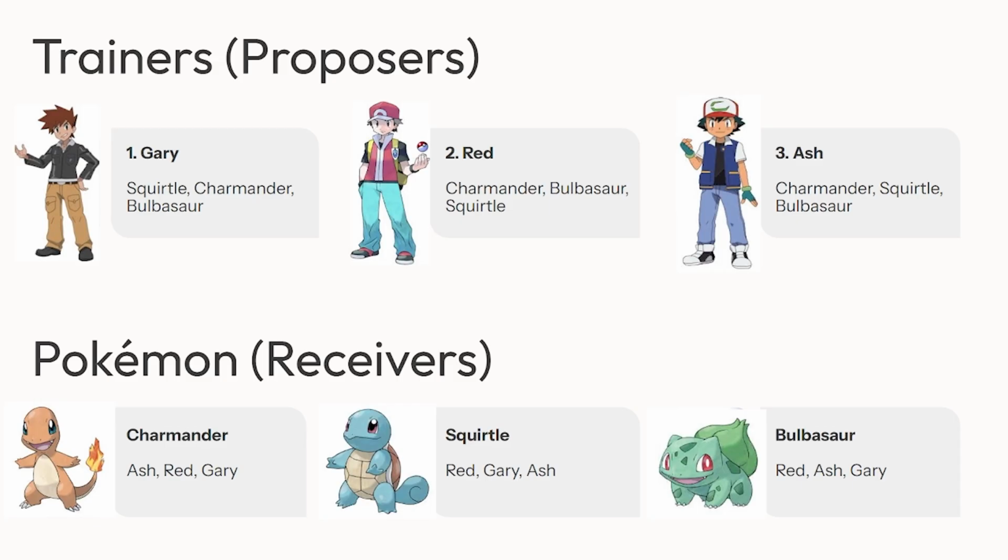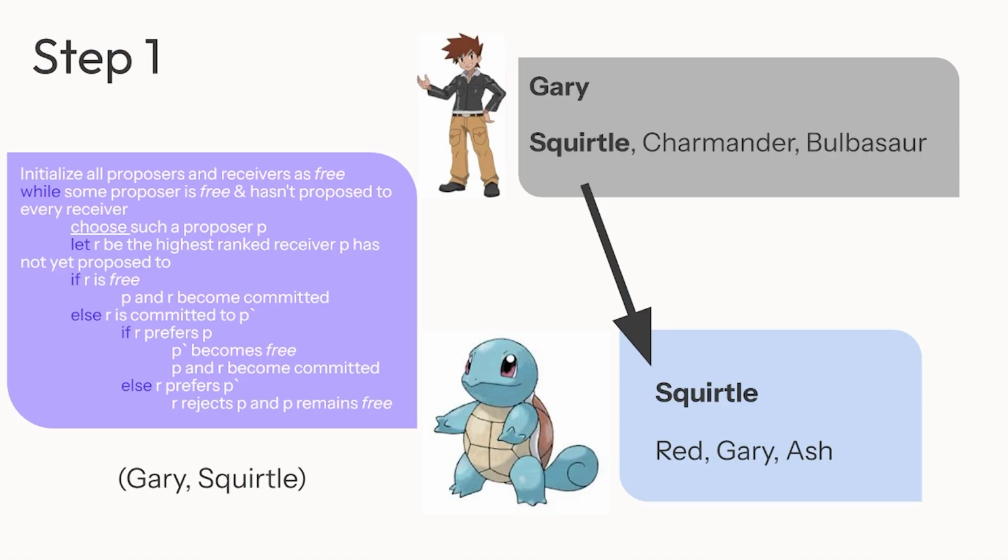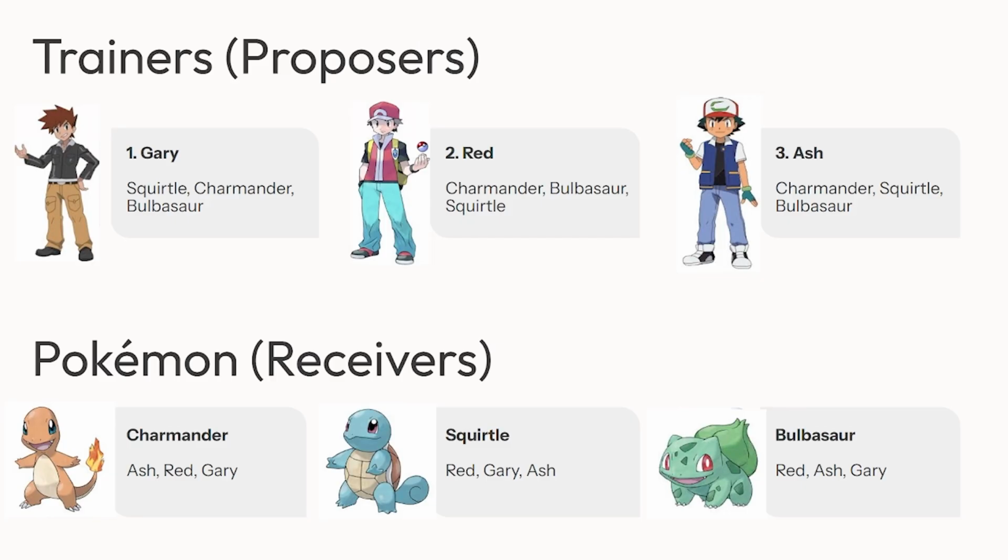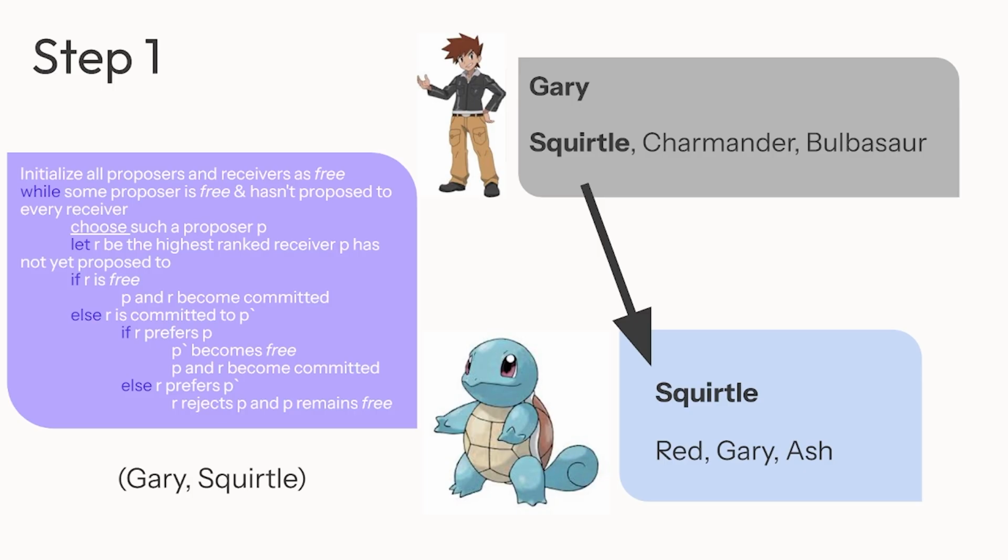So here we have the trainers, which in this scenario are the proposers, and then we have the Pokemon below that, which are the receivers. And below each of the names, we see their rankings. So if we follow the Gale-Shapley algorithm, this first slide is basically initializing all the proposers and receivers and setting them as free. And so here we begin going through the loop. So we chose a proposer P in this scenario, which is Gary, and we see that his highest ranked receiver is Squirtle. And we know that Squirtle right now is free, so Gary and Squirtle become committed.